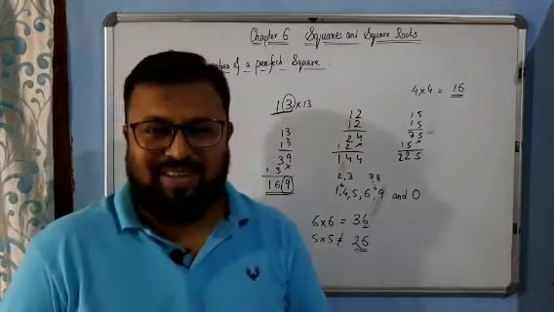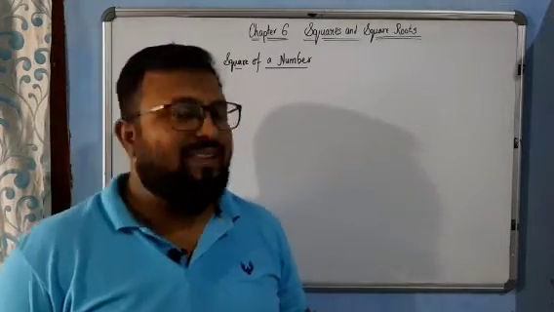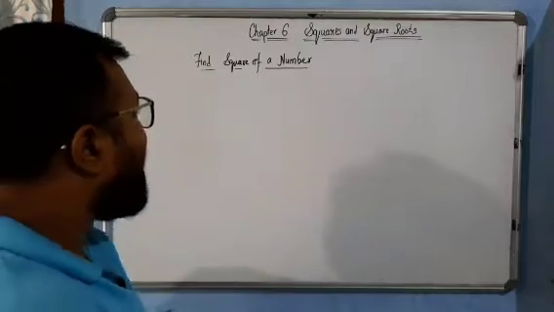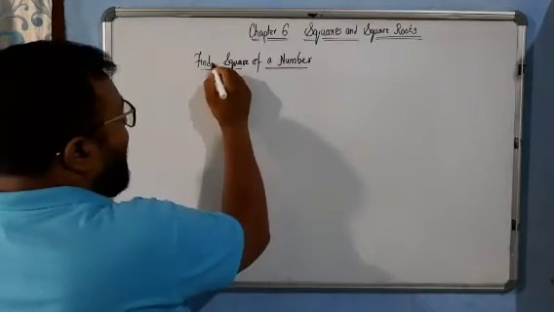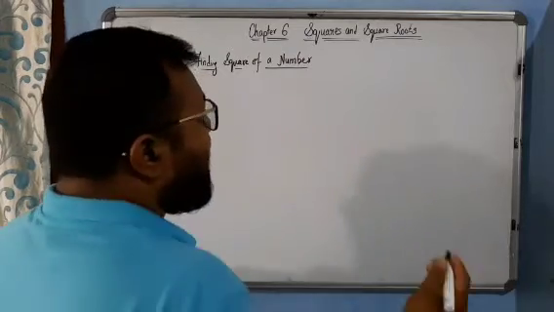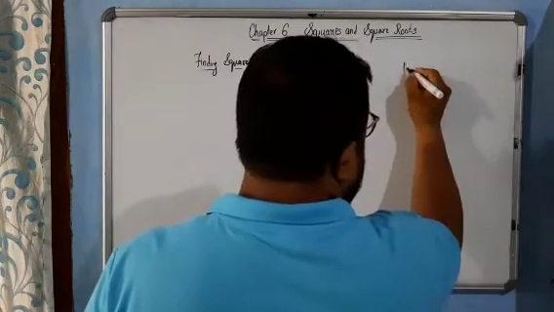Now come to the next topic. Our next topic is finding the square of a number, or how we can find a perfect square number. See, let me show you one thing here.